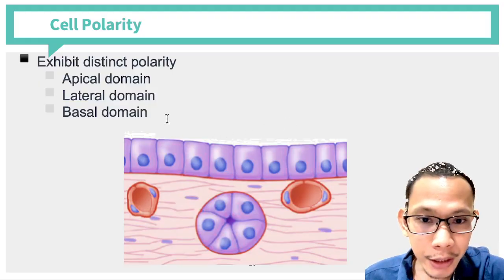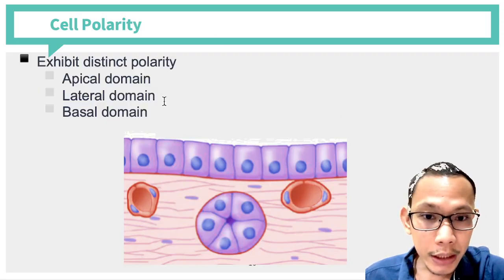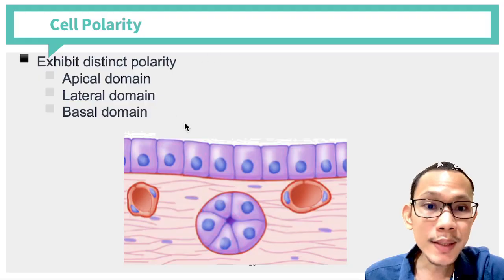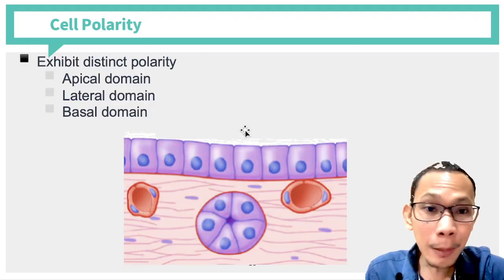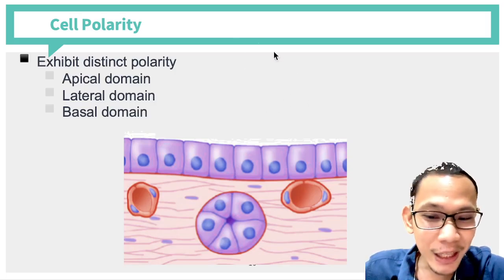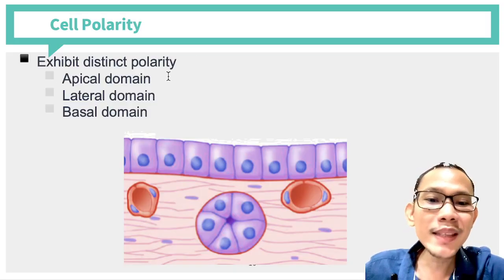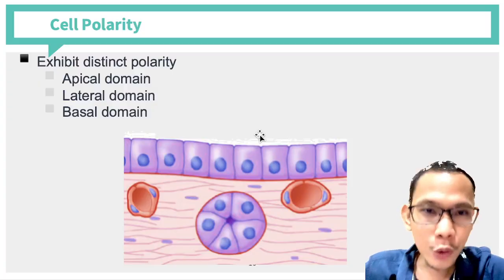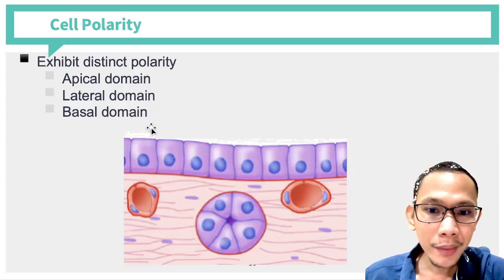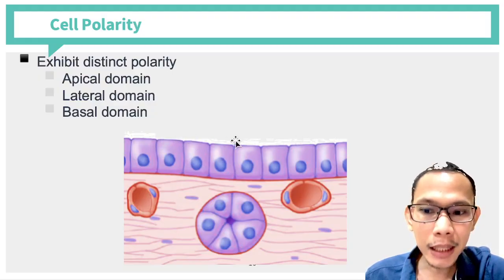So if this is a blood vessel, this area here refers to the lumen, where the blood will pass through. Imagine, for example, this is just a lumen. Therefore, we see that your apical domain is always directed to the lumen. If you can locate the lumen, that's the apical domain. Just remember, this is the apical domain.